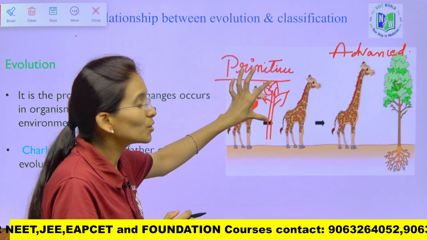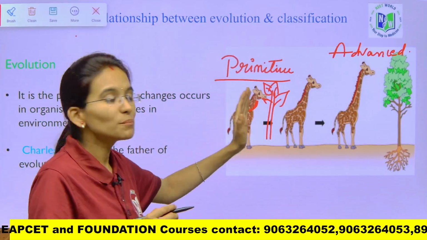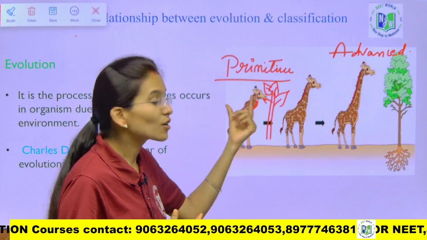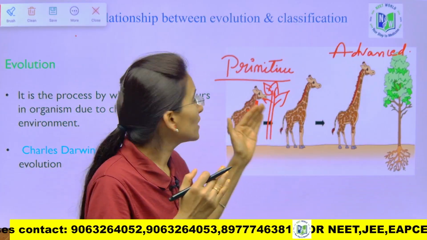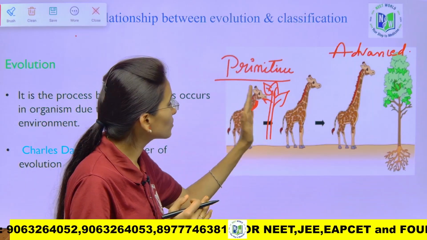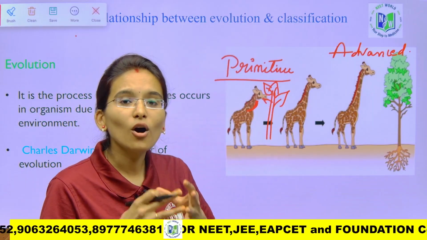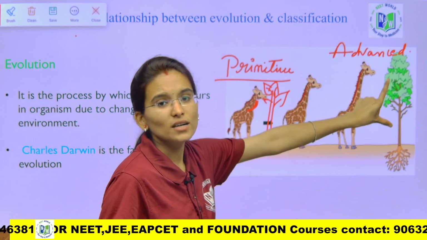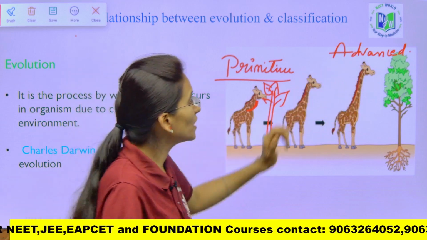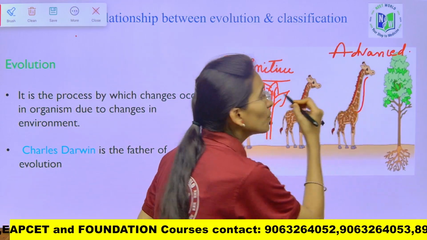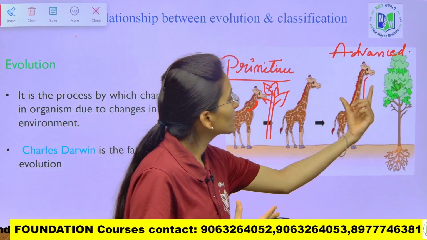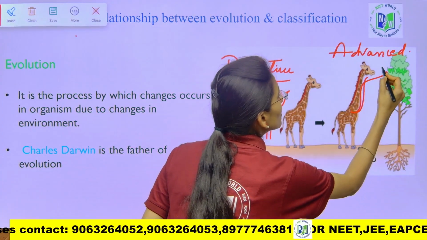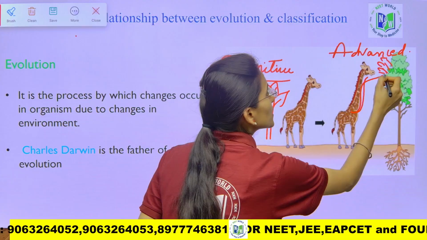When this particular tree is placed opposite to this giraffe, because in the primitive type of giraffe the neck is very short, according to this particular height only it consumes all the leaves and branches of the tree. But later, if we look into the advanced type of giraffe, here the neck is very long and tall, so it can extend its neck to consume all the leaves and branches which are present over here.